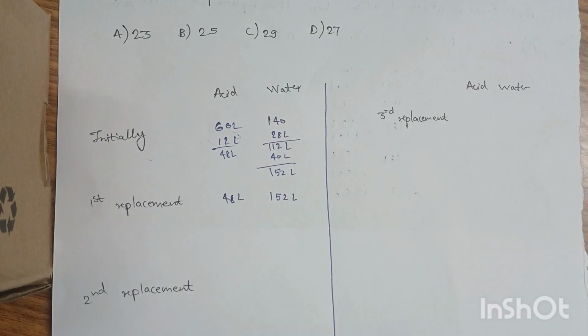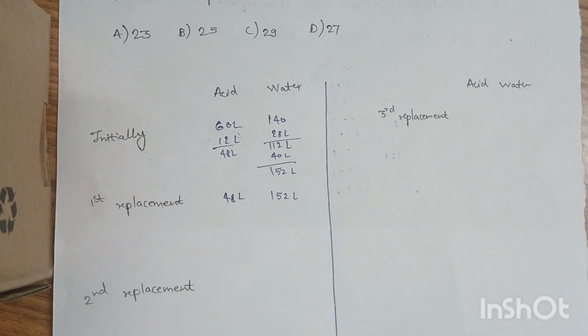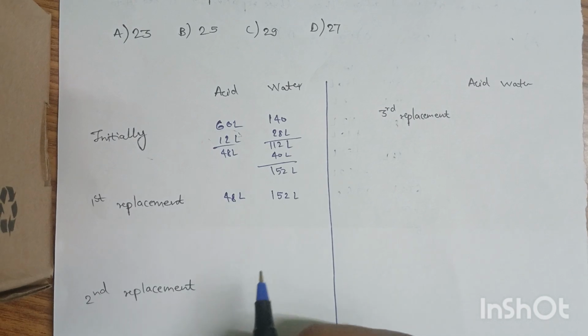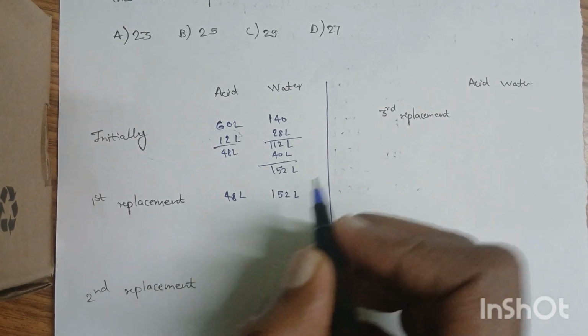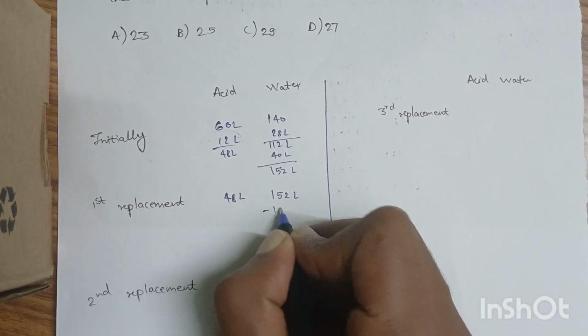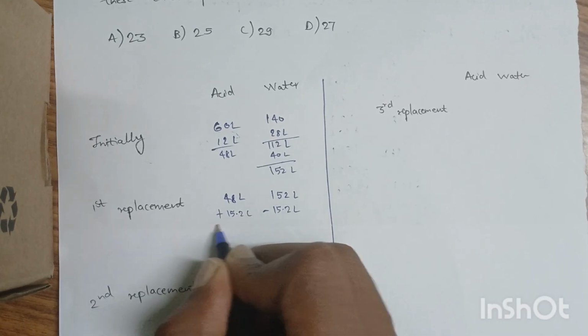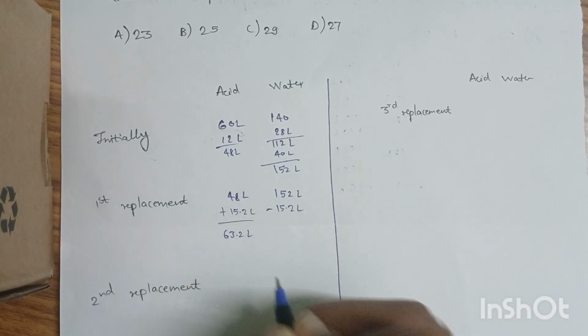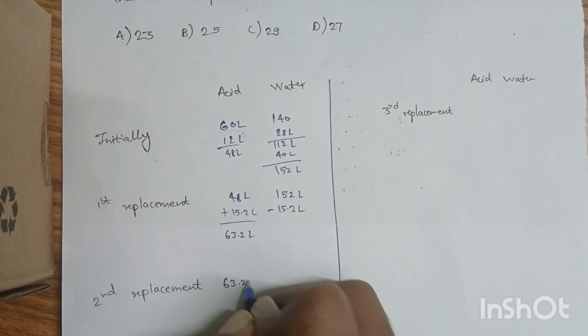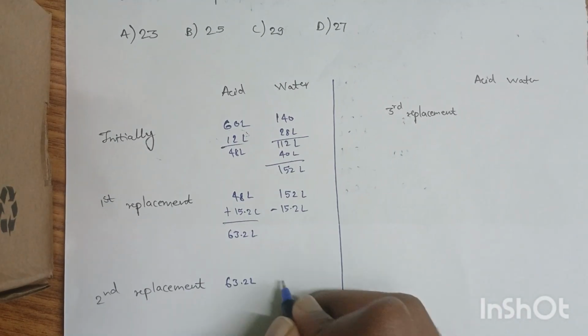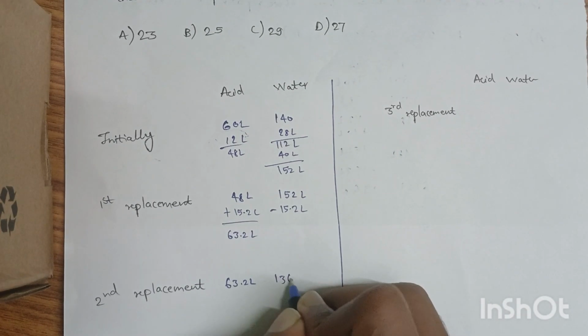Next, Atul replaces 10% of the resulting solution with acid. Basically we will reduce 10% of the water from here and add it here. So the total acid content becomes 63.2 liters after the second replacement, and the water content becomes 136.8 liters.